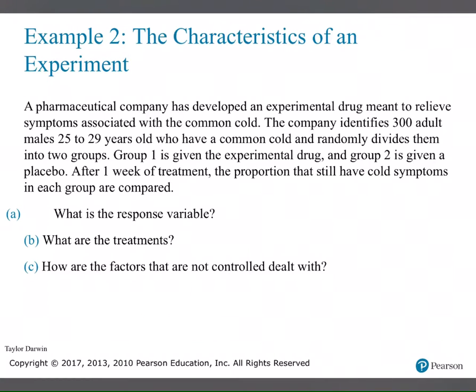Here's another example. A pharmaceutical company has developed an experimental drug meant to relieve symptoms associated with the common cold. The company identifies 300 adult males, 25 to 29 years old, who have the common cold and randomly divides them into two groups. Group 1 is given an experimental drug. Group 2 is given a placebo, which is the fake pill. After 1 week of treatment, the proportion that still have cold symptoms in each group are compared.